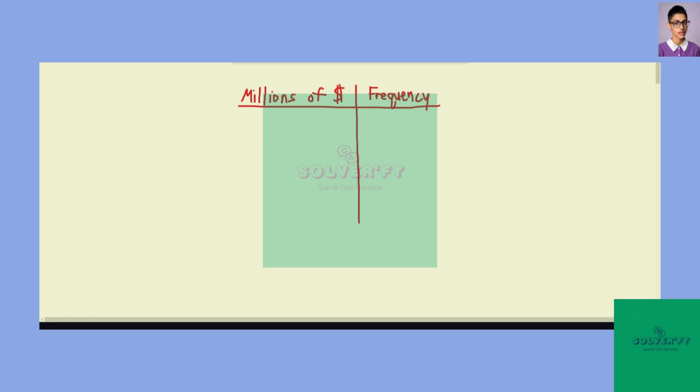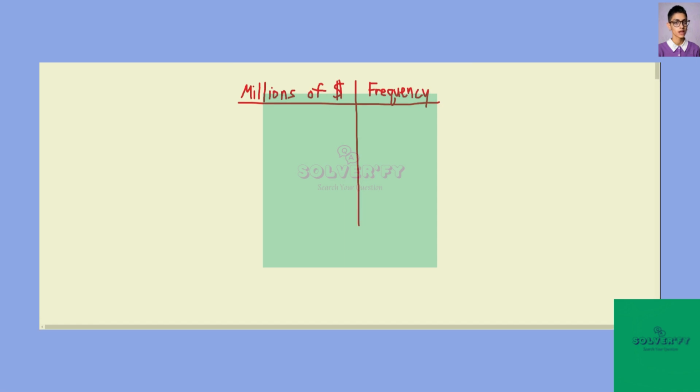Before we can make our frequency distribution, we'll first need to find the width of each of our classes. To do this, we'll start by finding the minimum and maximum in our data. Our minimum is 0.8 and our maximum is 51.7.